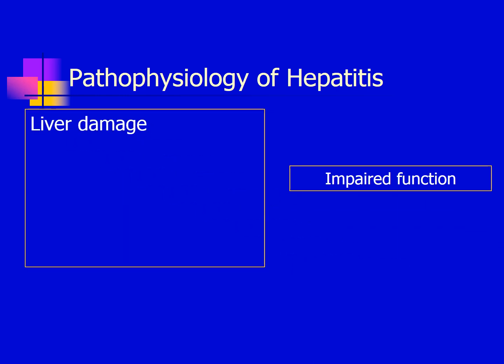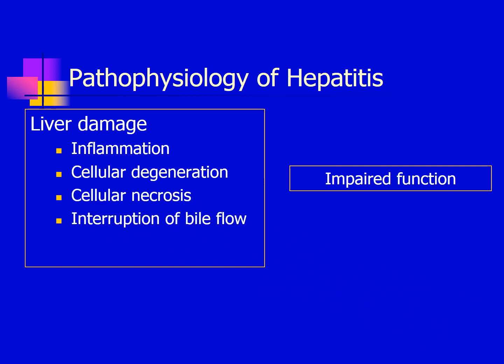So if the liver is damaged, there's a lot of changes that take place. So it gets inflamed, there's some degeneration. The liver is supposed to be able to regenerate, so it's going to be difficult. There's cellular necrosis, right? There's interruption of the bile flow and stone development, right?